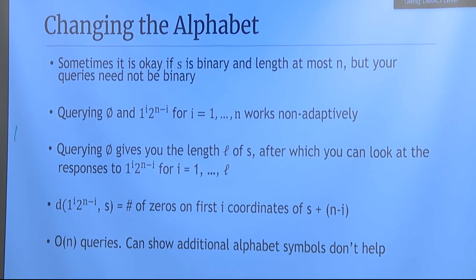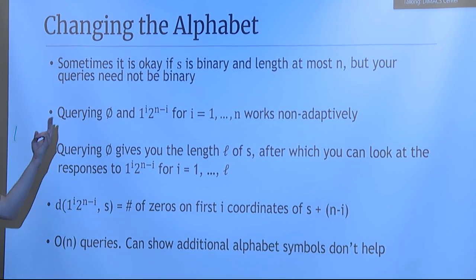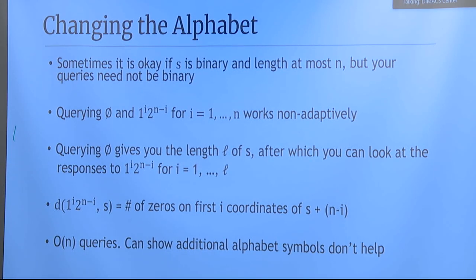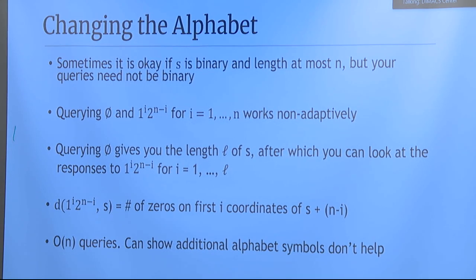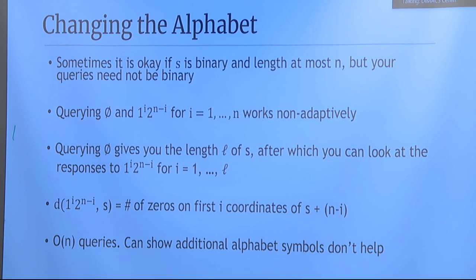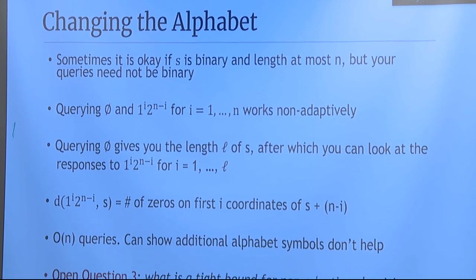Really, here for edit distance, additional alphabet symbols don't help. So it doesn't help to have a 2 and a 3. If the input is binary, you just need one symbol that's outside of 0 and 1. And again, the information theoretic argument here still works. I mean, you would still get an n over log n lower bound. But there's a log n gap here as well.